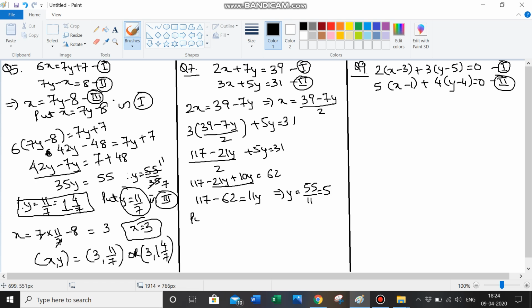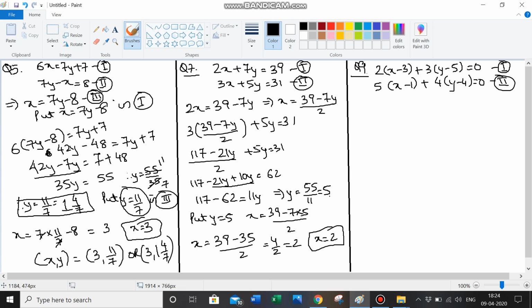So put y is equal to 5. In which equation should we put? Let's put it in x is equal to 39 minus 7 into 5 upon 2. x is equal to 39 minus 35 upon 2, which is 4 upon 2 is equal to 2. So x is equal to 2 and y is equal to 5. Let's write the answer in the set form. x, y is equal to 2 comma 5.